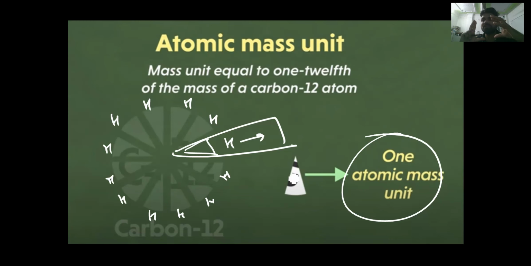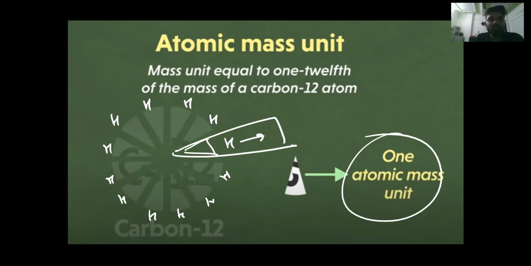It means take a carbon atom and break it into 12 parts. We cannot actually break atoms like this, but we are just considering it. So 1/12 part of that carbon atom is considered to be the standard mass for comparing the mass of other elements.